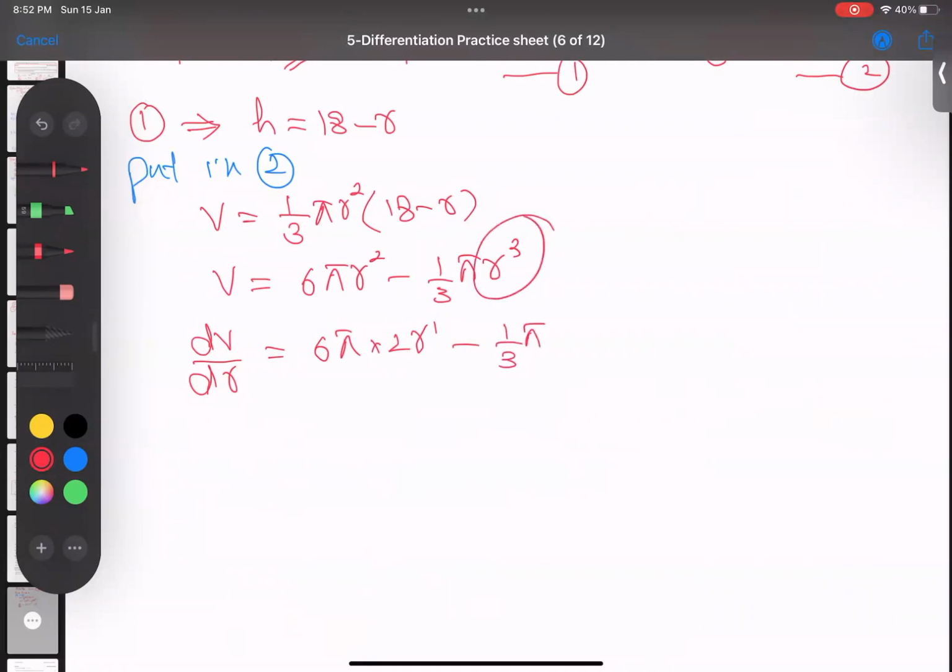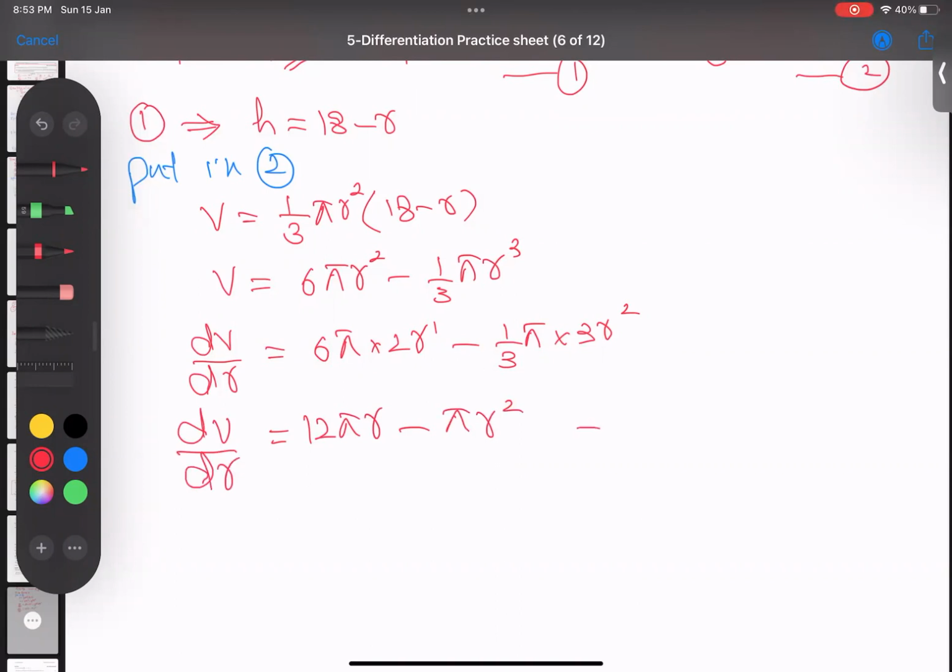And what is the differentiation of R cubed? 3 comes down and the power goes 1 less. Now I simplify. 2 sixes are 12, so I get 12 pi R. And this 3 cancels out, so I get pi R squared. I got the first derivative, very clear.